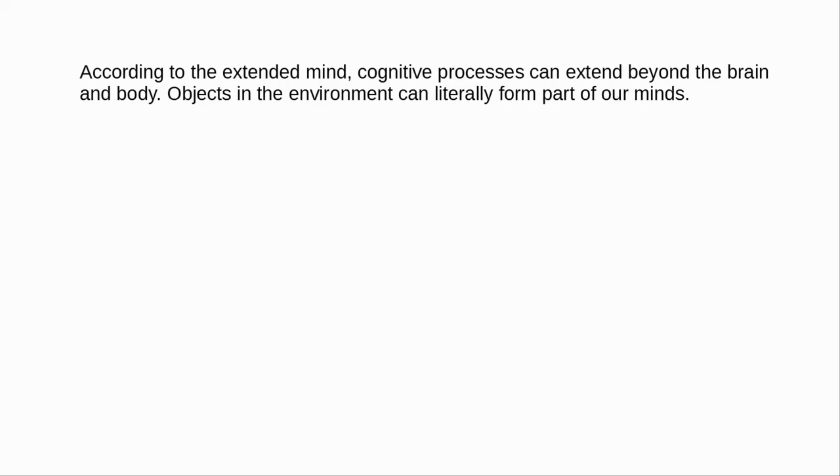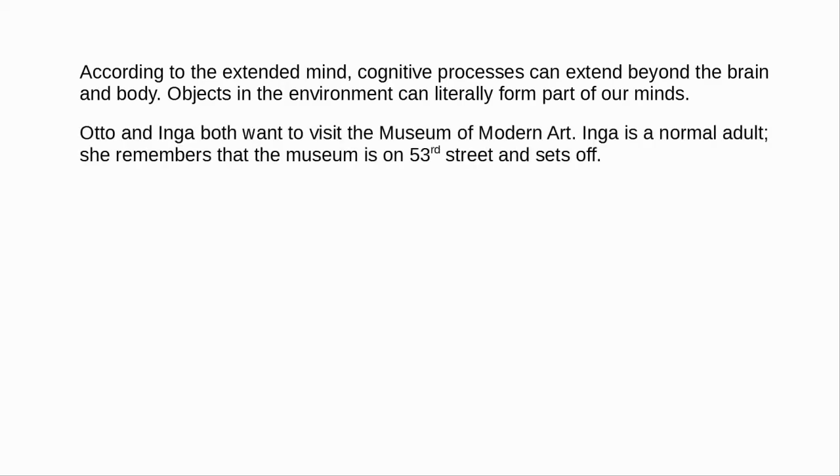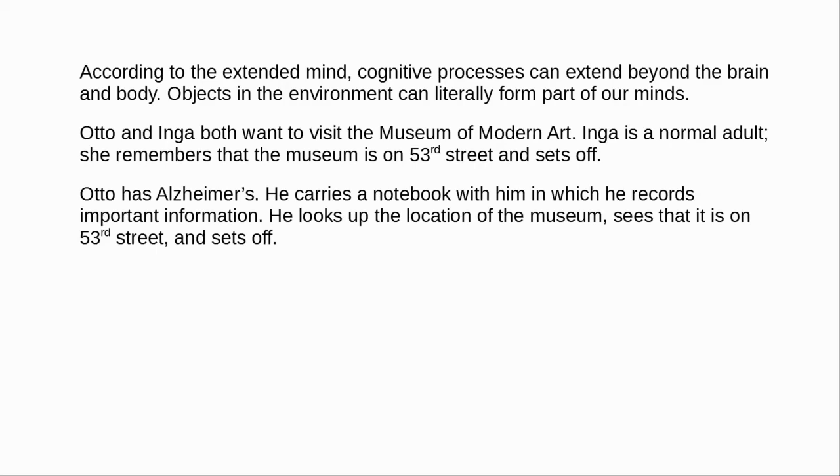Clark and Chalmers motivate their view with the now rather famous example of Otto and Inga. So imagine these two people, Otto and Inga. Both of them want to visit the Museum of Modern Art. Inga is a normal adult, and she simply remembers that the museum is located on 53rd Street, and she heads off. Otto, on the other hand, has Alzheimer's, and he carries a notebook with him in which he records important information. He looks up the location of the museum, he sees that it's on 53rd Street, and he sets off.